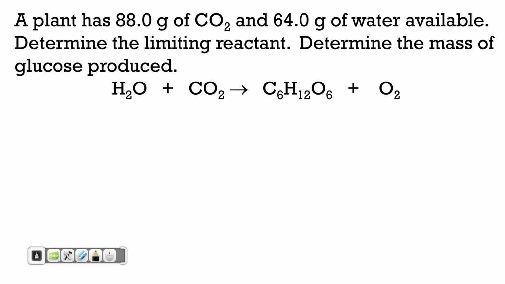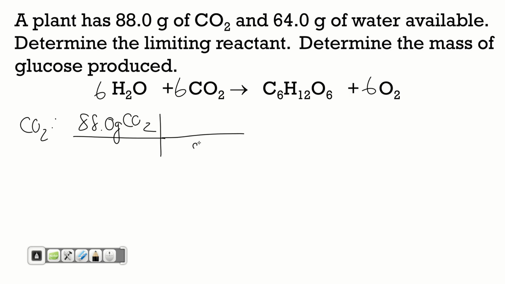So we balance this out. I have 2 H's, 12 H's, that's 6. I'm going to skip the O's for now. I have 1 and 6, so 6. I now have 6 plus 12 is 18. I have 6 from here. I need 12, so this is going to be 6 as well. Good. All right. So CO2. I have 88.0 grams of CO2 coming from grams of CO2.